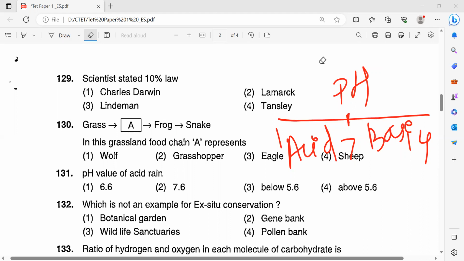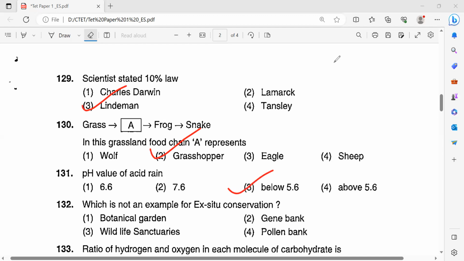When we see the options here, this option is neglected because it is a base. And 6.6 is near to the base. Above 5.6 it might be 8 also, it might be 9 also, so these are cancelled. Below 5.6 will always be acid only. So the right answer is option C, that is option 3. The actual pH of acid rain is about 4. Next, which is not an example of ex situ conservation?